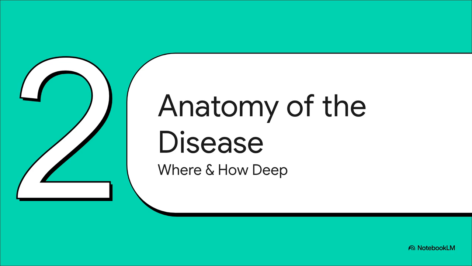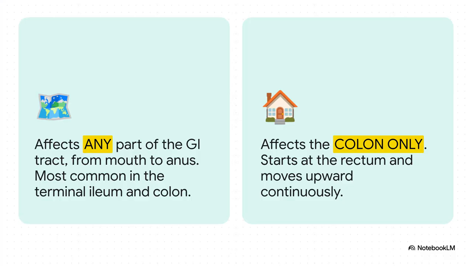All right, let's dig into the anatomy, because this is where the differences really start to pop. We're asking two really simple questions here. Where in the body does the disease show up, and just how deep into the tissue does it go? Okay, check this out. Think of Crohn's disease as a world traveler. It can show up literally anywhere in the GI tract, all the way from the mouth to the anus. Ulcerative colitis, on the other hand, is a total homebody. It only ever affects the colon, and it always starts down in the rectum and just climbs its way up in one solid, continuous block.